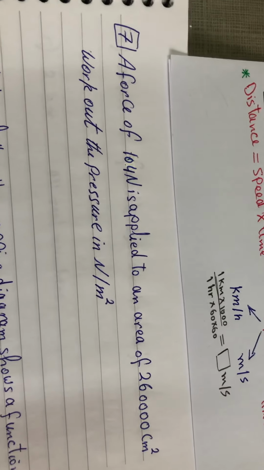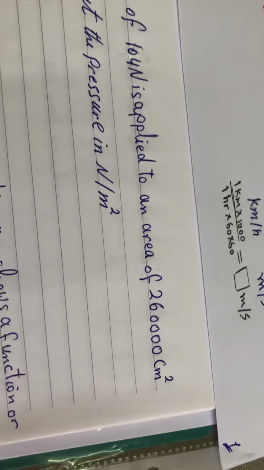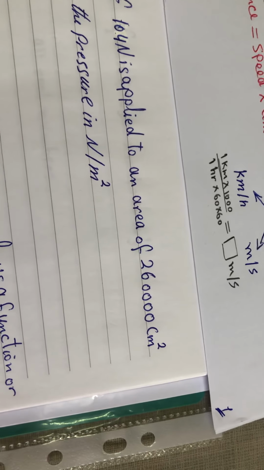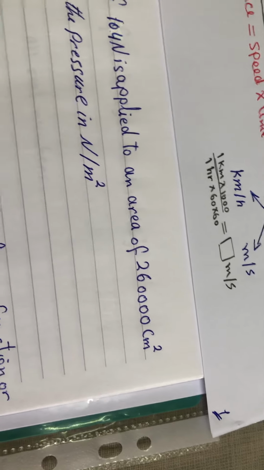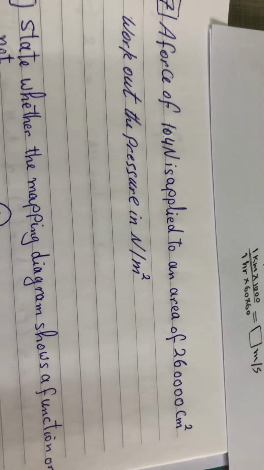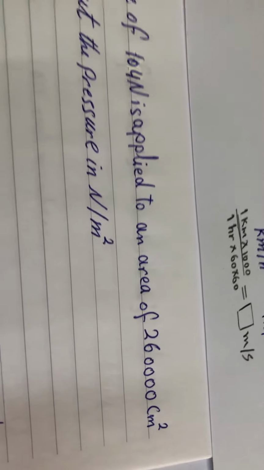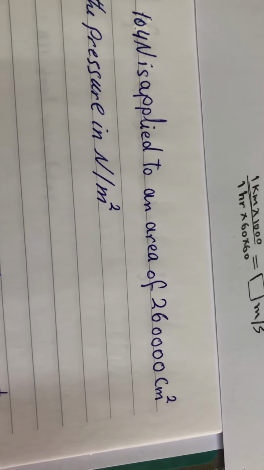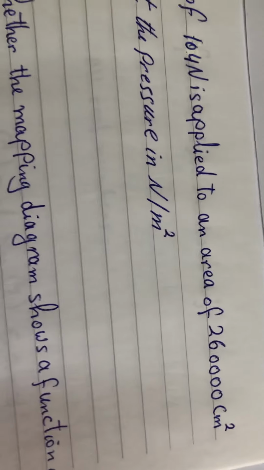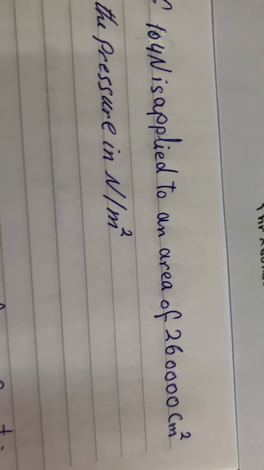The second page, I have question number 7. A force of 104 Newton is applied to an area of 260,000 square centimeter. Work out the pressure in Newton per meter square, not centimeter square. I give you the area in centimeter square, but I asked about meter square. So you have to change centimeter square into meter square, like this.